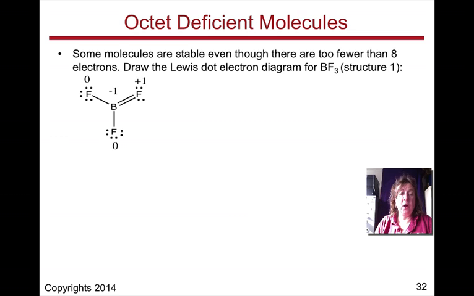BF3. Here is a structure following the rules for BF3. We could have fluorine with a double bond, and that gives boron an octet. And then we have a -1 on boron, and fluorine is +1. Now, who says that that particular fluorine gets the double bond? We could move the double bond around to the other fluorines, and so that creates a resonance structure.